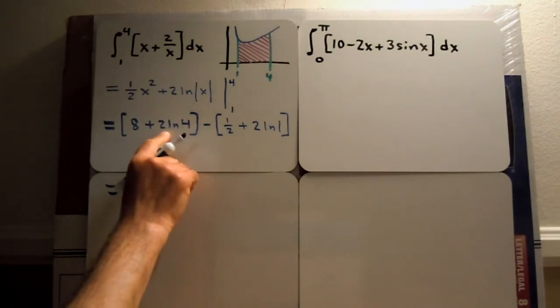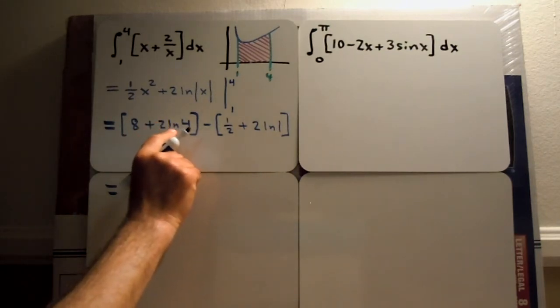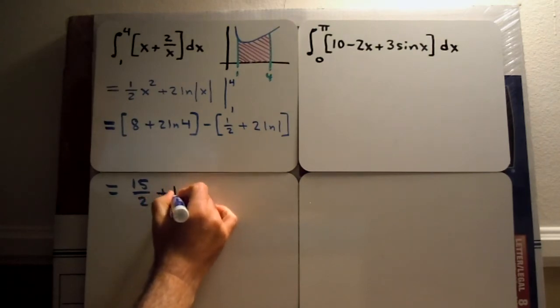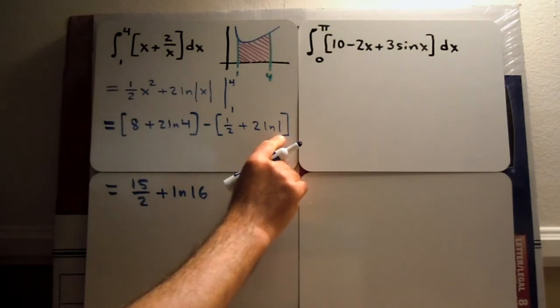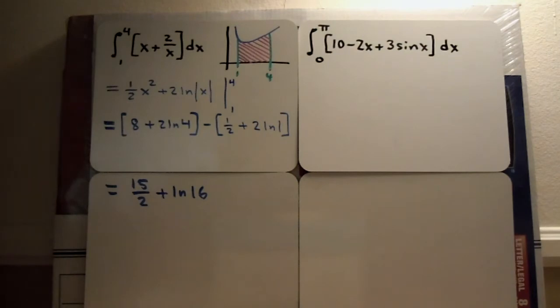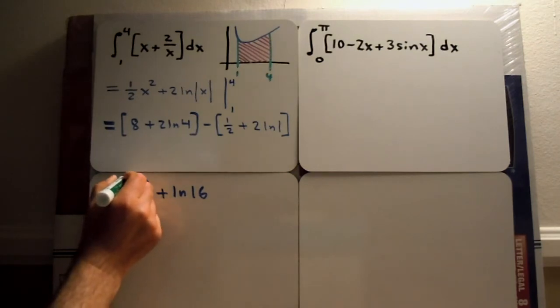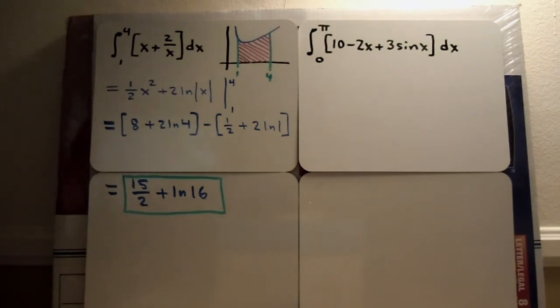plus 2 times the natural log of 4, which we could simplify, by our properties of logarithms, into the natural log of 4 squared, plus the natural log of 16. And remember that the natural log of 1 is actually 0. So 15 over 2 plus natural log of 16 actually is your final exact answer.